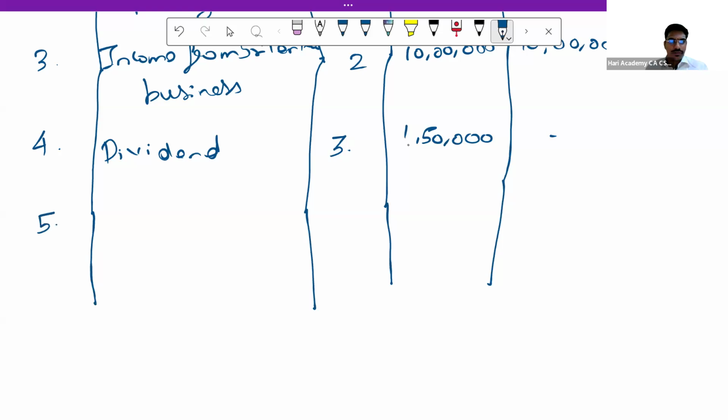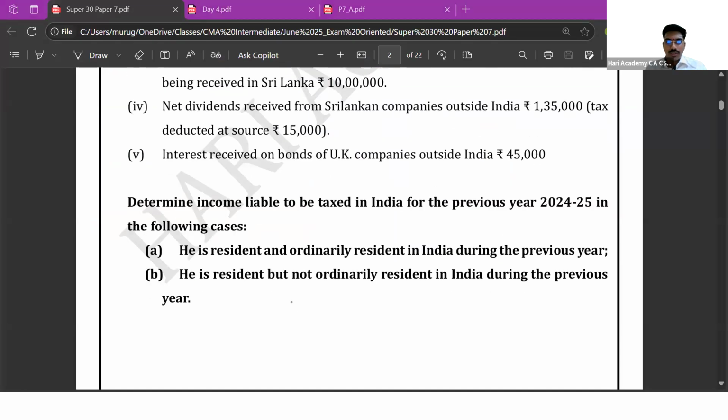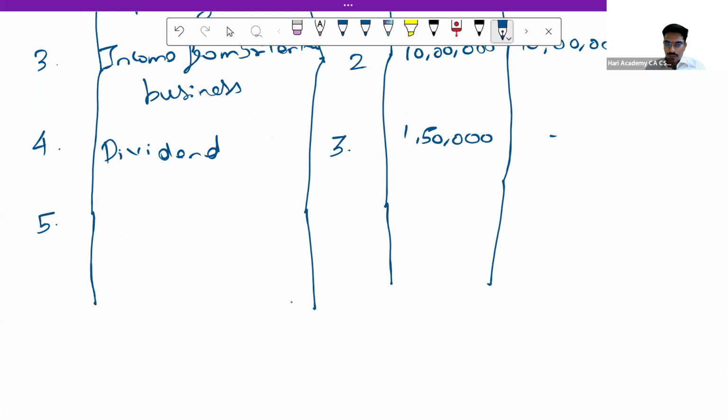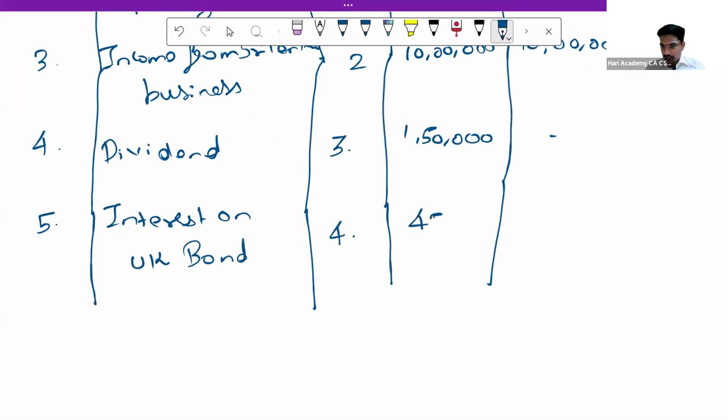Next is point number 5. Interest received on UK bonds of UK companies outside India. So this is again not taxable for resident but not ordinary. Interest on UK bond. This is note number 4. You have to say that since income is not received in India, it is not taxable for resident but not ordinary resident.